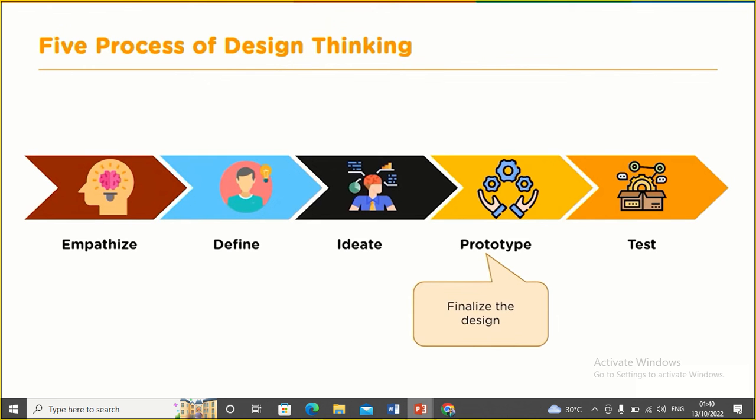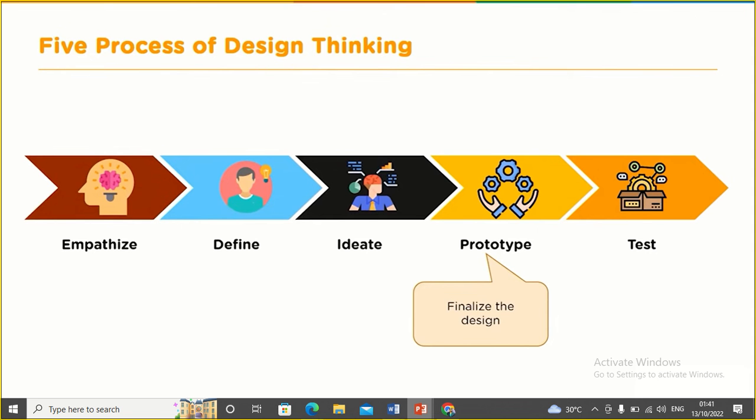A simpler version of that design has to be made, and on this simpler version, feedback has to be collected from the customers, and according to their feedback, the modification has to be done again. Then finally it has to be tested. The original version has to be made, and its efficiency has to be tested.